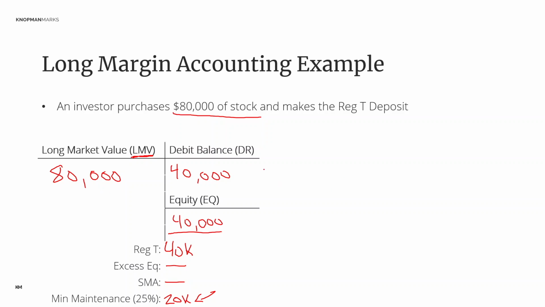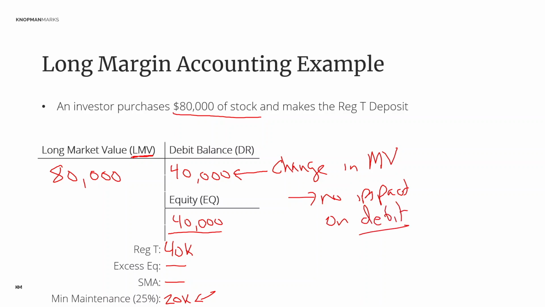Debit balance, I mentioned this on the prior video. That only changes by customer action. That's your anchor. Only changes by customer action. If you deposit cash, receive a dividend, sell stock. What about a change in market value? That will have no impact on the debit. That's really, really important. A change in market value is no impact on your debit balance. No impact on your debit balance.